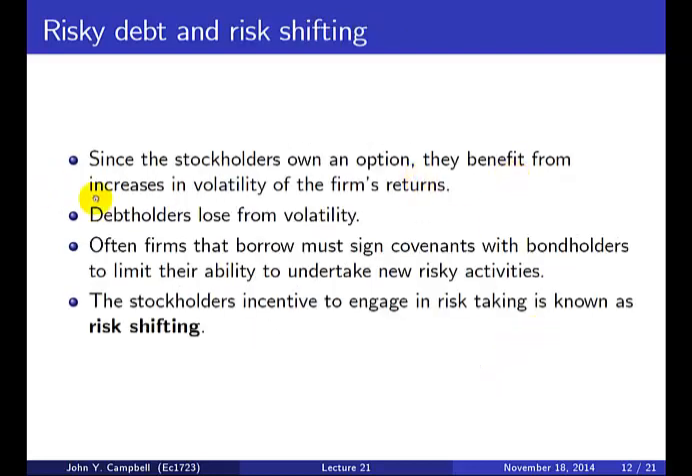And so they benefit from increases in volatility of the firm's returns. Debt holders, on the other hand, lose from volatility. If you're a creditor, you don't want the firm you've lent to take a lot of risk. So often, firms that borrow must sign covenants with bondholders that limit their ability to undertake new risky activities. The stockholders' incentive to engage in risk-taking is known as risk shifting, because when they take risk, they put some of the cost of that onto the bondholders.